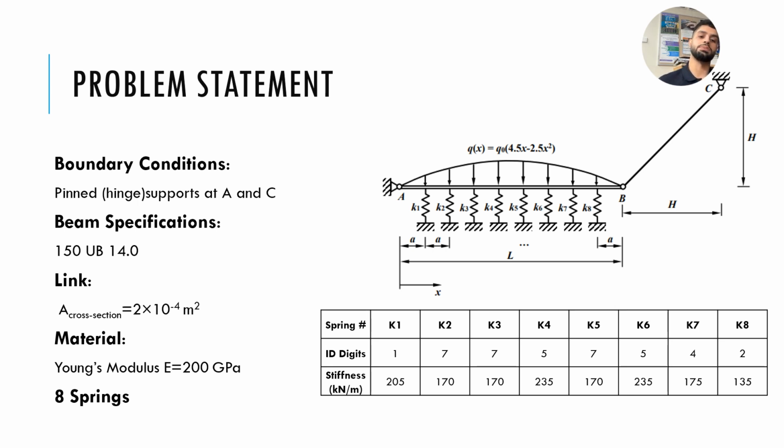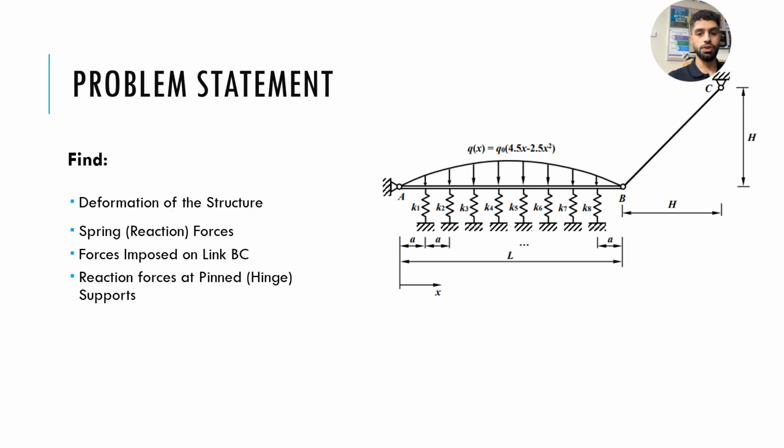The beam has specifications 150 UB 14.0, and the link has a cross-sectional area of 2 times 10 to the negative 4 meters squared. Both the link and the beam are composed of a material with Young's modulus of 200 gigapascals. So in this assignment, we have to find 4 things: the deformation of the structure due to the distributed varying load, the spring reaction forces, the forces imposed on link BC, and the reaction forces at pin supports A and C.